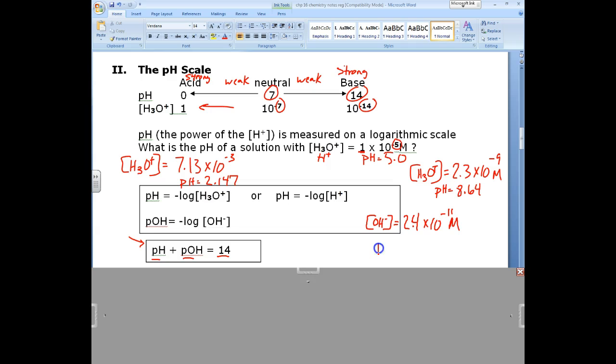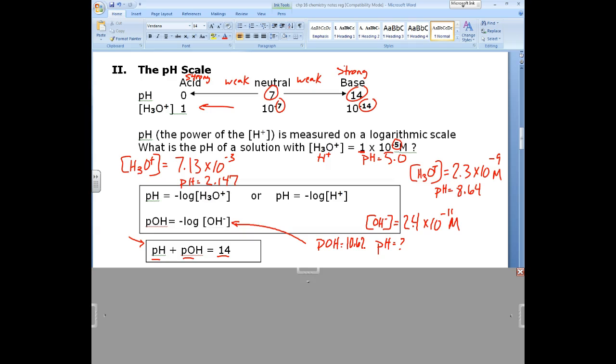The question is asking for the pH. In order to find the pH, I first have got to find the pOH. And I do that using this formula right here, we're going to take the negative log, in the same way we were finding pH before, 2.4 E negative 11, and I end up with a pOH of 10.62. But the question didn't ask for pOH, it asked for pH.